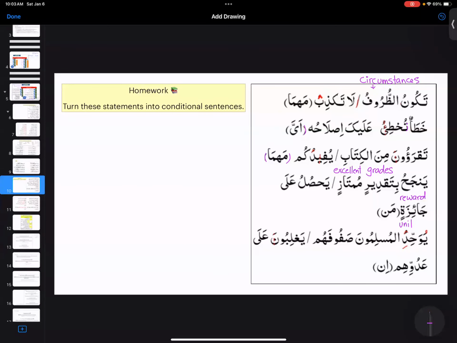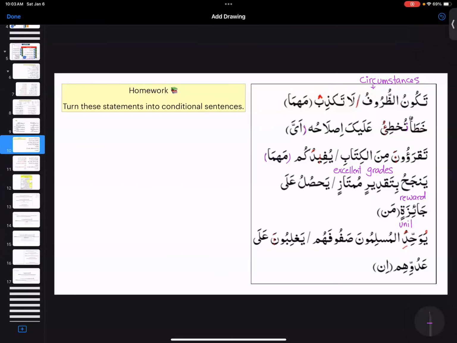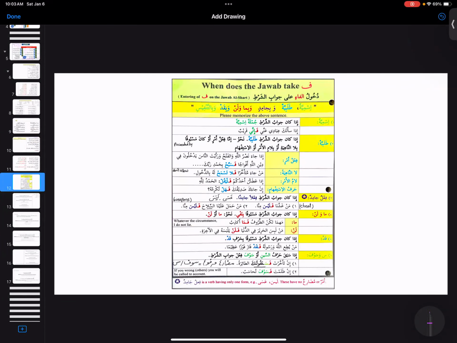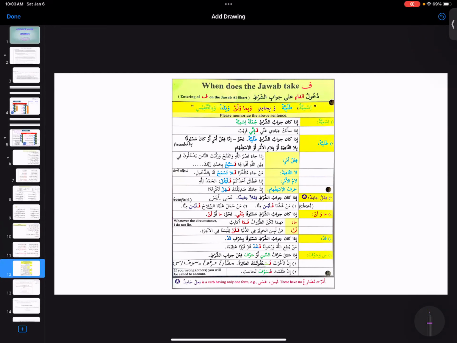Inshallah, next class we are going to talk about when this fa occurs. We will see all these situations and inshallah we're going to move on from there. So we are going to end over here. Barakallahu li wa lakum fil Quranil Hakim wa nafani.